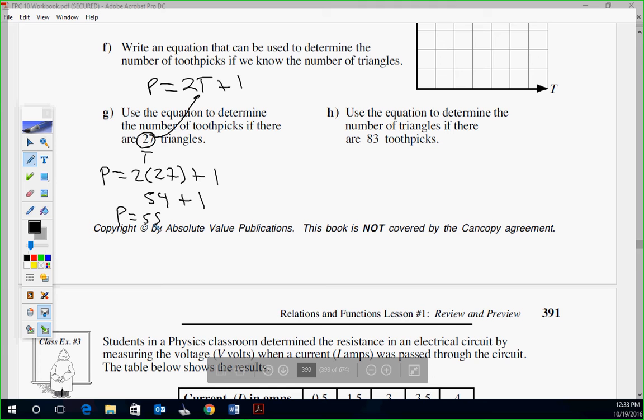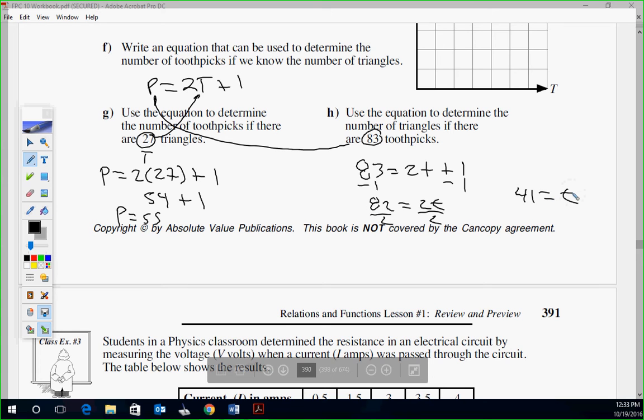So conversely, if it says 83 toothpicks, where do I put that number? I put it right here for the P now, and we're solving for T. So 83 goes over here, and then we have to solve. So I have to go minus 1, divide by 2. 41 triangles is how many 83 toothpicks would make.